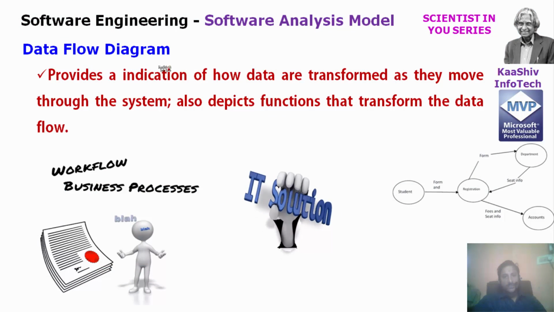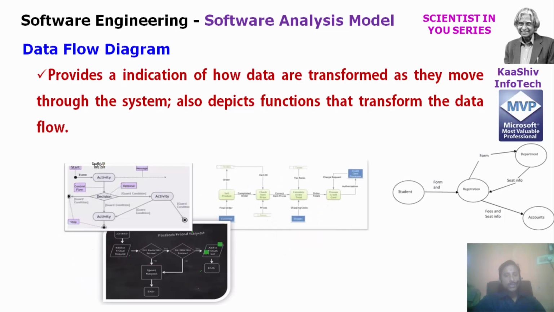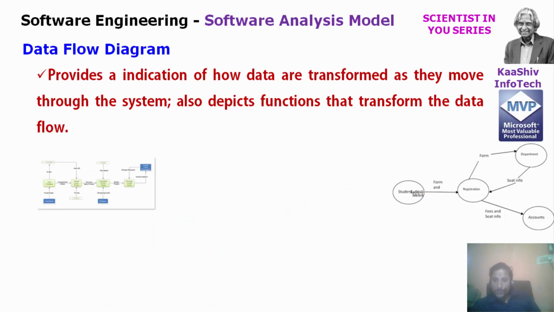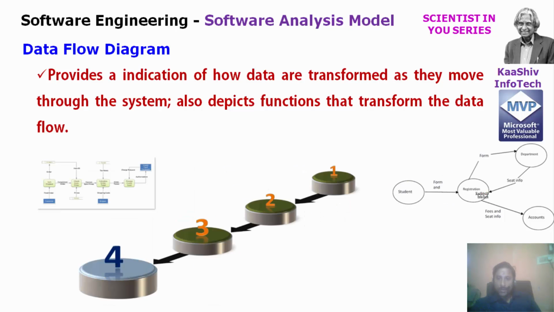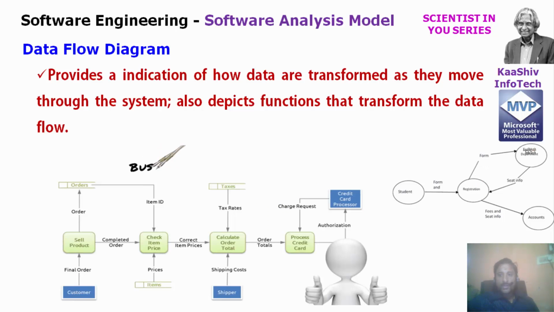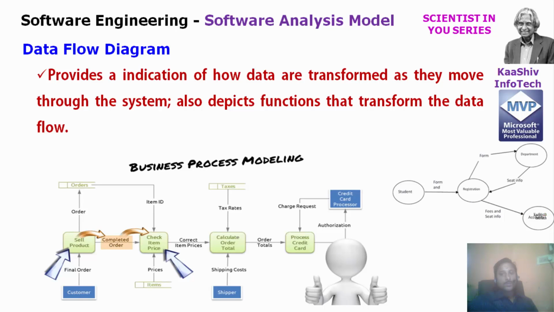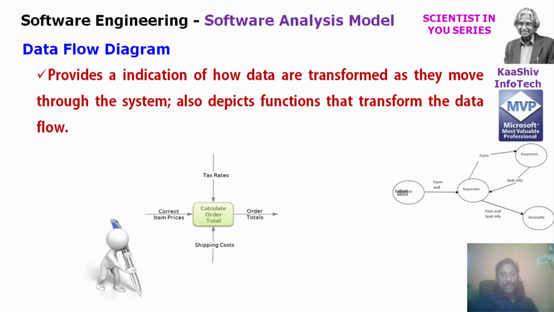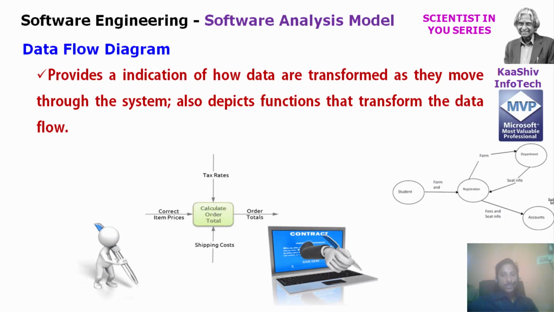Now let's talk about the data flow diagram, which shows how the data is navigated between the systems. You are able to see the student filling the form for participation. Once the form is filled, it's registration, and you will be allocated to a particular department. The seats are allocated to the department, and afterwards the fees will be assigned to the accounts department. This is how data flows from one area to another area.